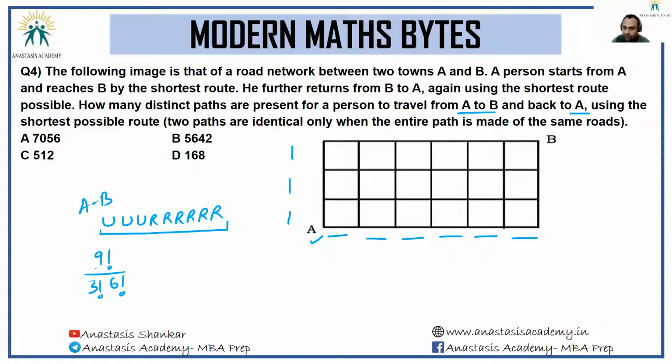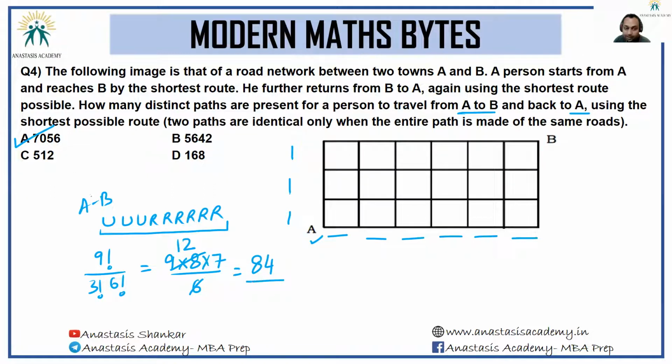This entire thing will also be multiplied by itself because the number of ways of reaching from A to B and reaching from B to A are going to be identical. So let me simplify, this will turn to 9 into 8 into 7 by 6. So cancel, 12. So I get 84. And now 84 into 84 I need. If I need 84 into 84, my answer has to be greater than 6400. Only option A will suffice.